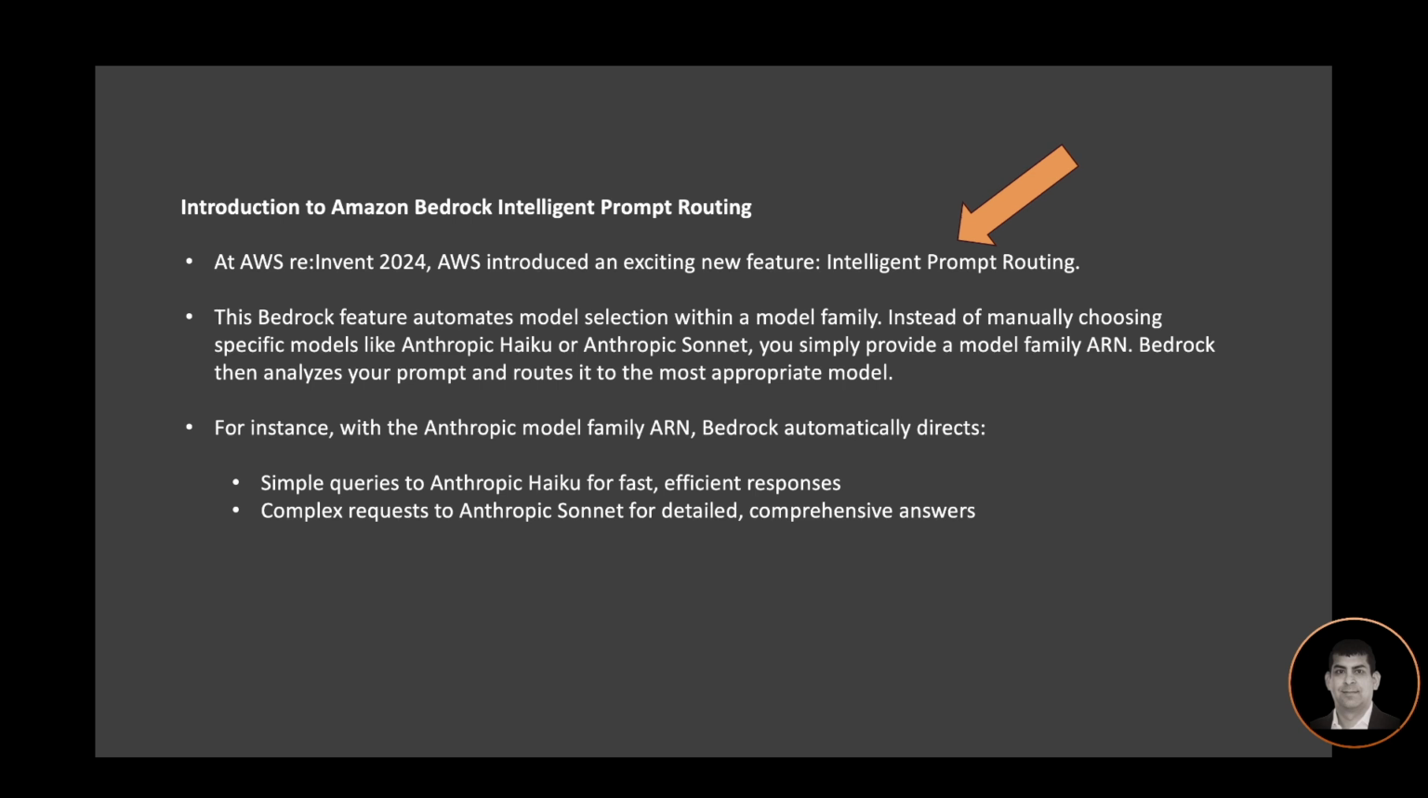So instead of manually choosing a specific model like Anthropic Haiku or Anthropic Sonnet, you simply provide a model family ARN, and then Bedrock analyzes your prompt and routes it to the most appropriate model. For instance, with the Anthropic model family ARN, Bedrock automatically directs simple queries to Anthropic Haiku for fast and efficient responses, and complex requests to Anthropic Sonnet for detailed and comprehensive answers.